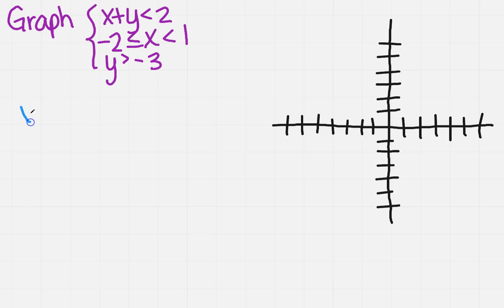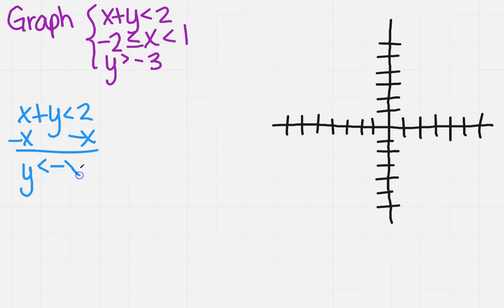So I know that if I take the first equation, I need to solve for y. So I'm going to go ahead and get y all by itself. So I got y is less than minus x plus 2. So that means I intersect at positive 2, and my slope is minus 1. So I'm going to go down 1 and to the right 1, down 1 and to the right 1, or up 1 to the left 1, up 1 to the left 1, and so forth.